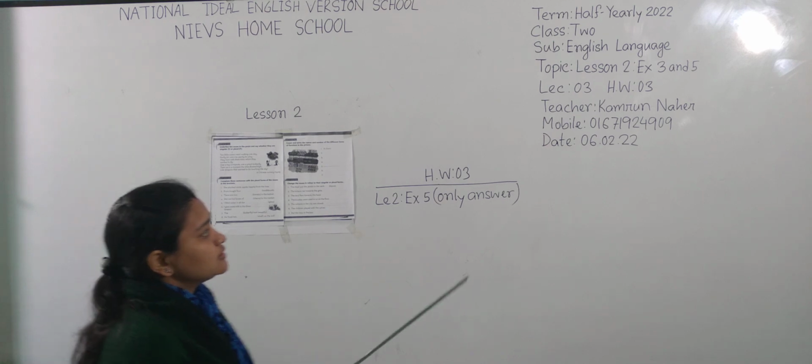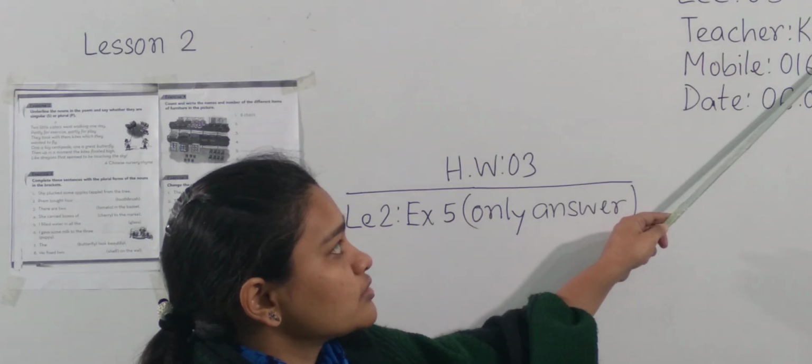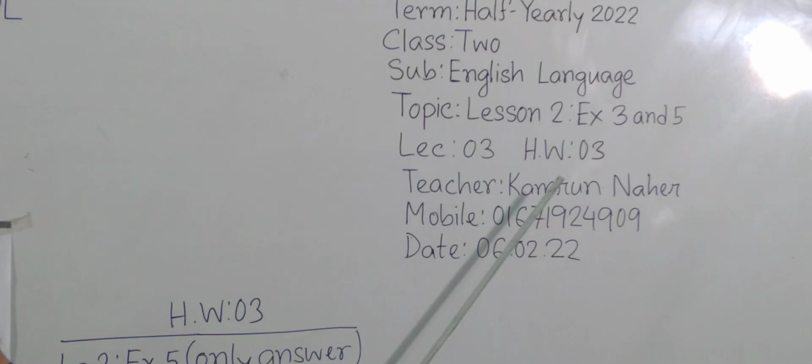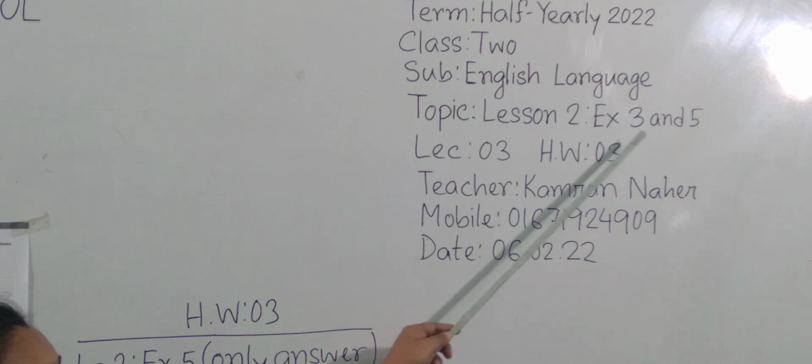So, dear students, this is lecture number 3 and there will be homework number 3 also, okay? So, lecture 3 and homework number 3, and we will do Lesson 2, exercise number 3 and 5 today. Let's start. All of you take your Enjoying Grammar book and go to page number 8. Page number 8, okay? Today we will do exercise number 3 and 5 from this lesson.